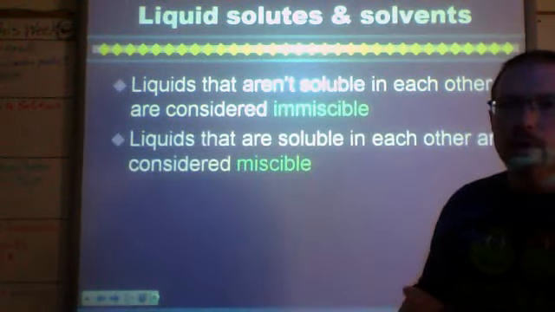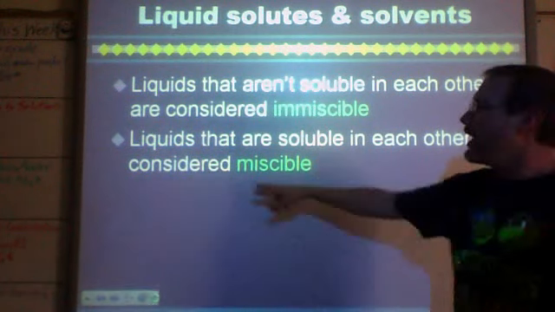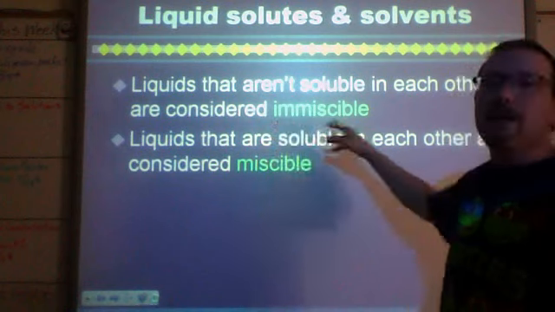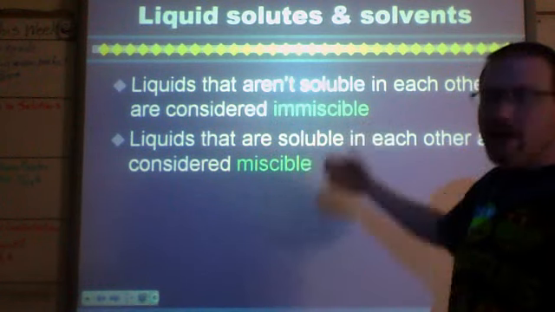Okay, so there's a couple new words for you. If you can mix them together, they are miscible. It almost looks like it says mixable. If they cannot be dissolved in each other, they say that they are immiscible.